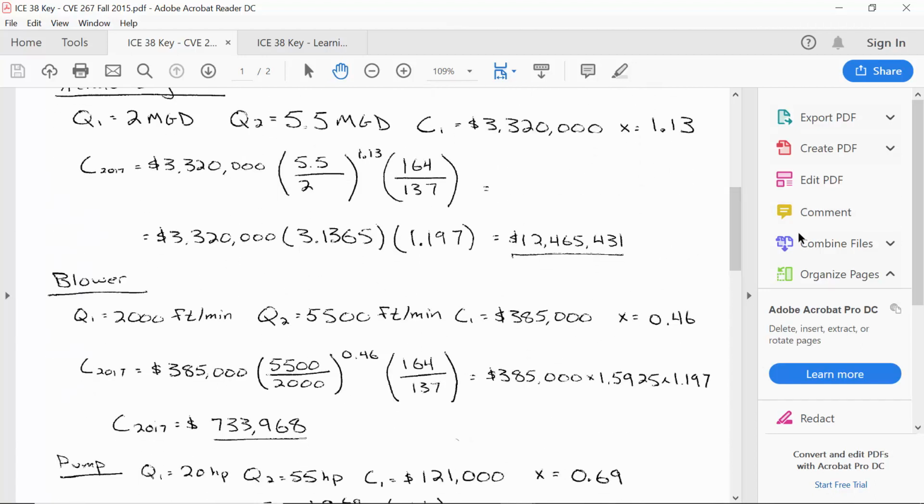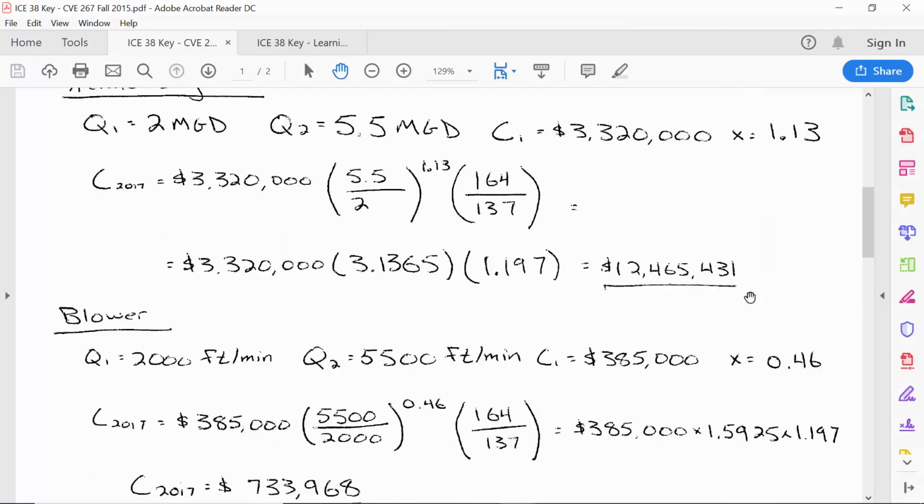All right, so the aerated lagoon is going to cost $12 million approximately. And the correlating exponent, this 1.13, of course, you have to go to the table and find what is described by the item in question. And so we're talking about an aerated lagoon, so we go here to the table and find, let's see, where was that? Lagoon aerated, 1.13.